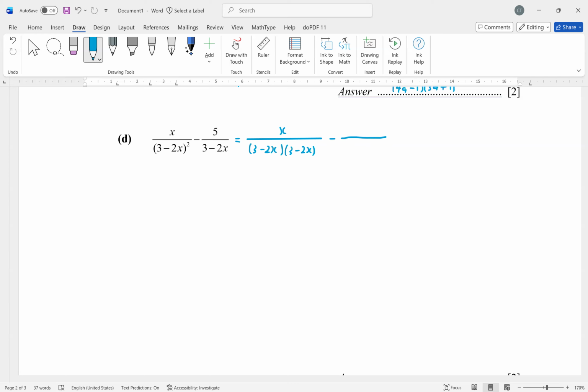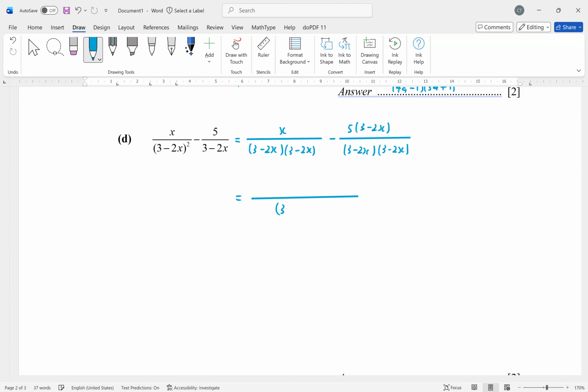Okay, then the second term. Let me draw a straight line. Then the second term, right? We have 3 minus 2x already. So to make the denominator the same, what we need to do is to add in another 3 minus 2x for the second term. That would be enough to make the denominator the same already. You don't have to make the denominators become 3 minus 2x cubed. Once they are the same, we can combine them together.